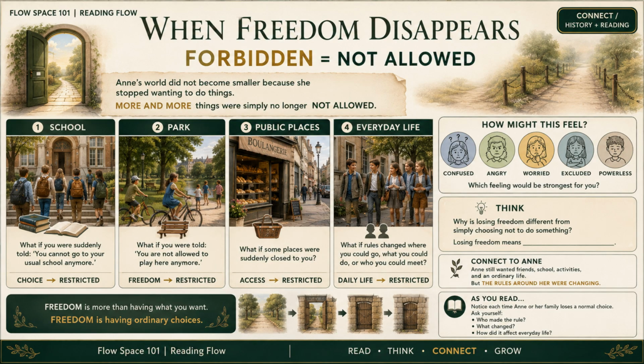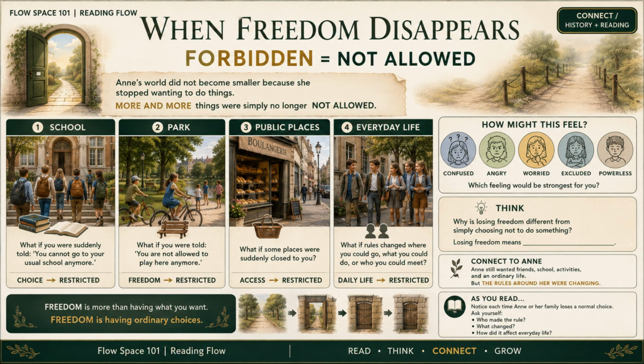Anne's world did not become smaller because she suddenly stopped wanting to do normal things. Instead, more and more normal choices were taken away. Think about school. Imagine someone suddenly told you, you cannot go to your usual school anymore. Think about a park. What if you were told, you are not allowed to play here anymore? Or imagine shops and public places that you normally visit. What if some of them were suddenly closed to you?